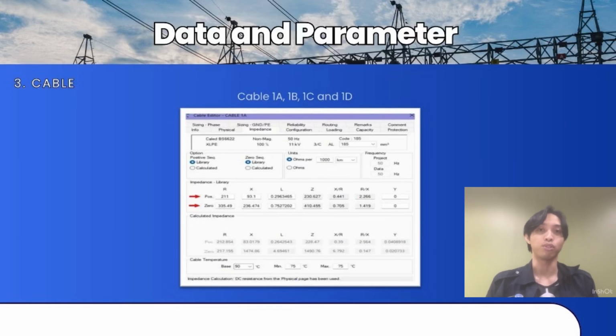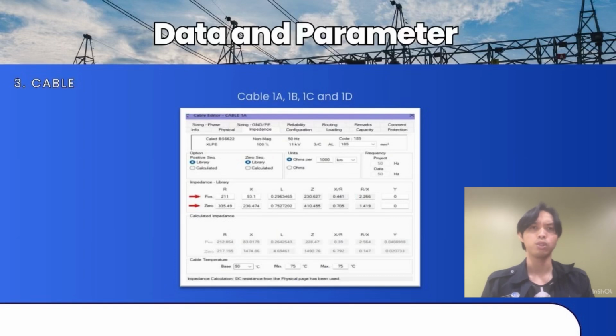For the data and parameters for the cable, we use four identical cables, which are 1A, 1B, 1C and 1D, rated at 11 kV at 50 Hz. Each is a 3-core aluminum XLPE insulated cable with a cross-sectional area of 185 mm². The positive sequence impedance is either from the library, 211 ohm per kilometer for R and 93.1 ohm for the reactance, or calculated: 212.85 ohm for the resistance and 83.02 ohm for the reactance.